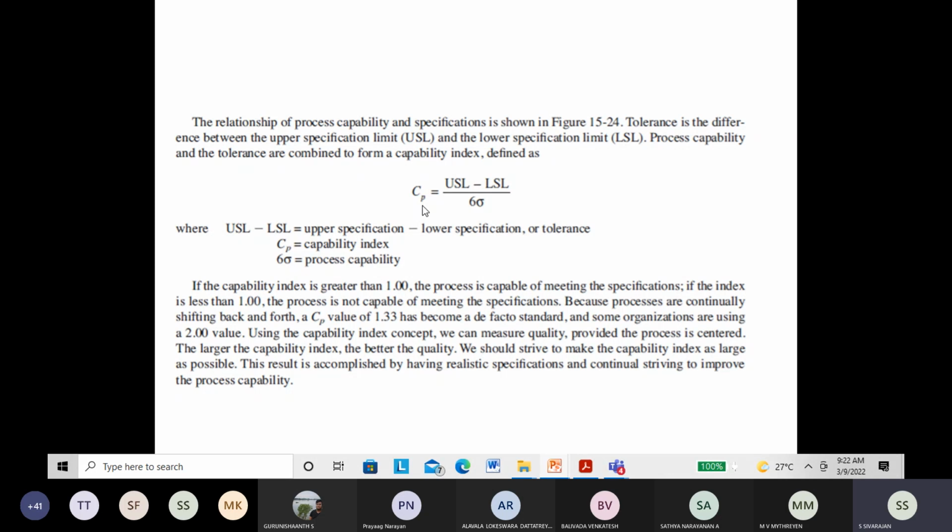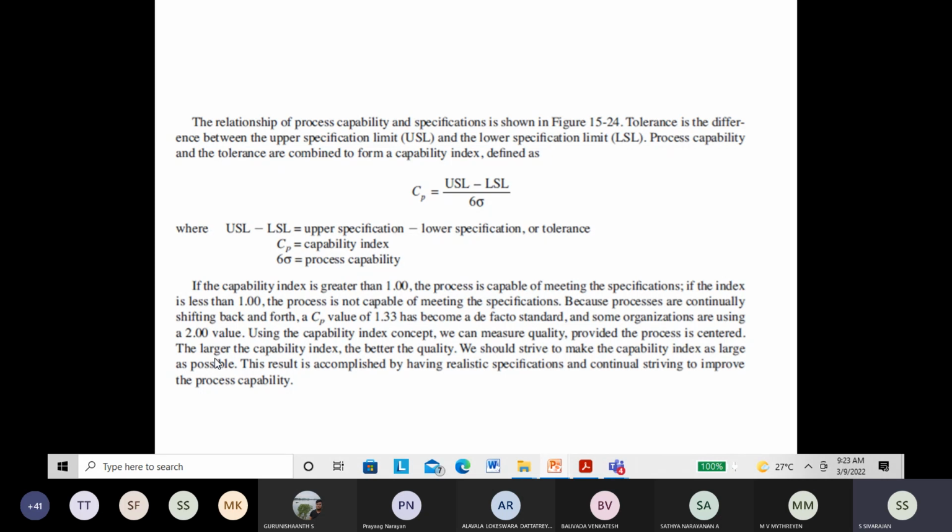Whereas for CPK, I think it is 0.67. If it is greater than 1, the process is meeting the specification. If it is less than 1, obviously it is not meeting the specification. Because the processes are continually shifting back and forth, CPK should be 1.33, not even 1. Some companies say 1.33 has become a de facto standard. We can also go to 2. So greater is better.